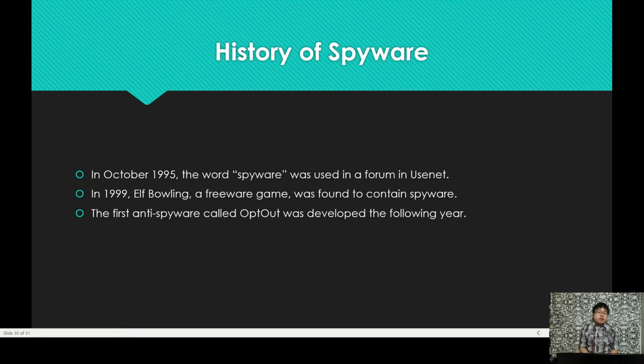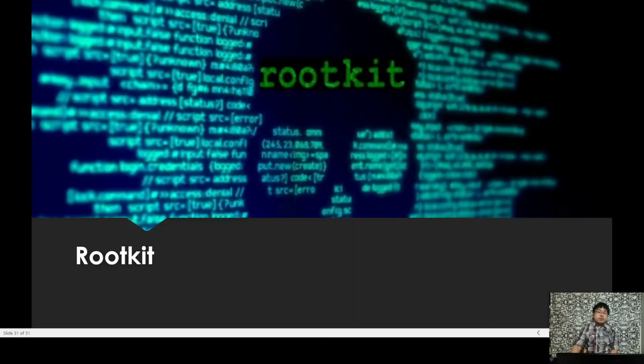History of spyware. In October 1995, the word spyware was used in a forum on Usenet. In 1999, Elf Bowling, a freeware game, was found to contain spyware. The first anti-spyware, called Opt-Out, was developed the following year.